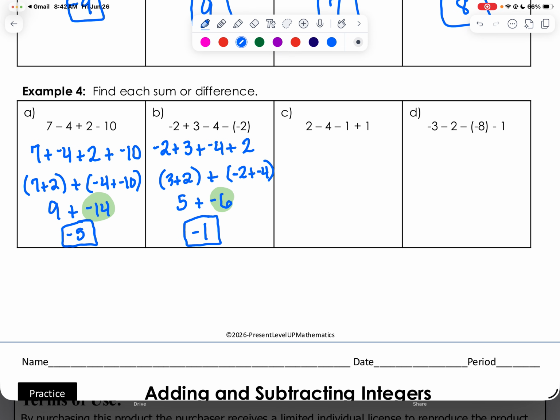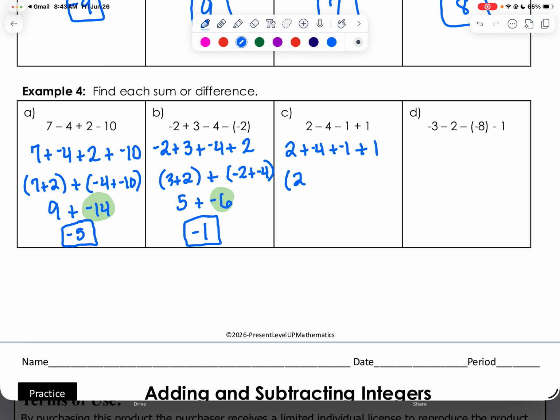All right, pause the video and try problem C on your own. Press play when you're ready to check your answer. All right, welcome back. The first thing I did is rewrote this as addition. So I said 2 plus negative 4 plus negative 1 plus positive 1.